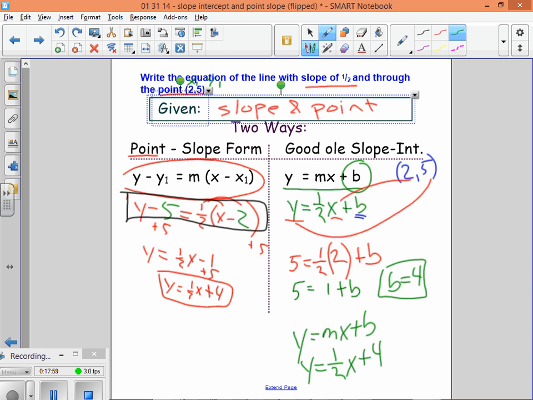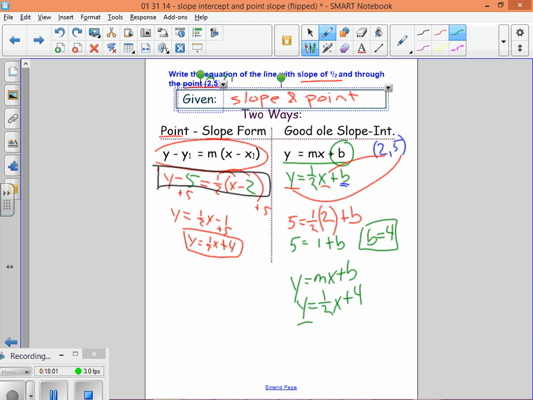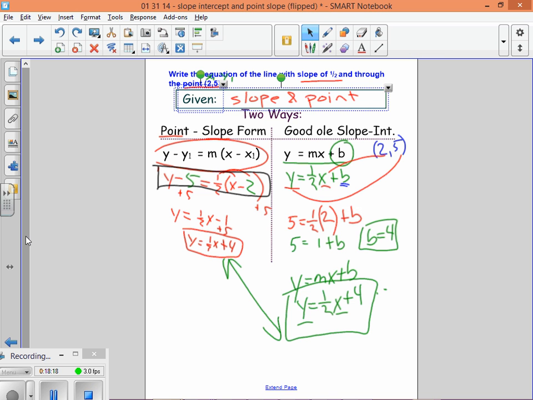Notice I still have y and x in my equation. They must be in my equation, or I do not have the equation to a linear relationship. Okay? Notice both ways we get the exact same answer. This way, you can continue to use y equals mx plus b form, and it is much, much easier to remember, but also more interesting visually, I think.